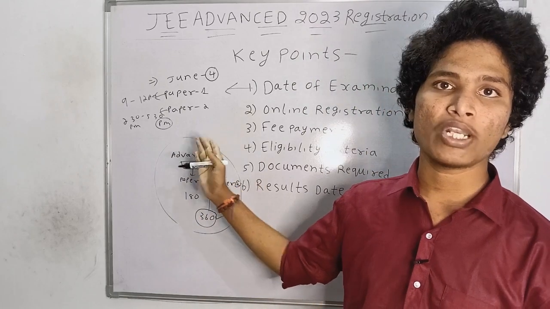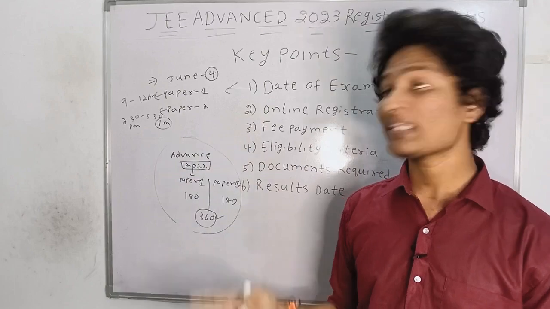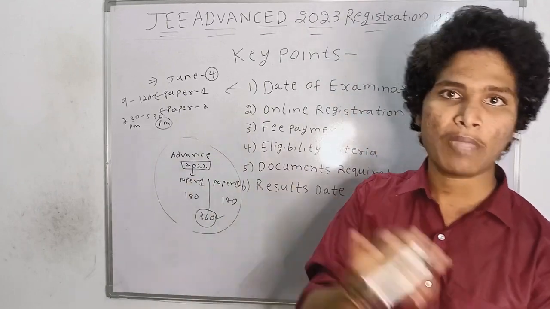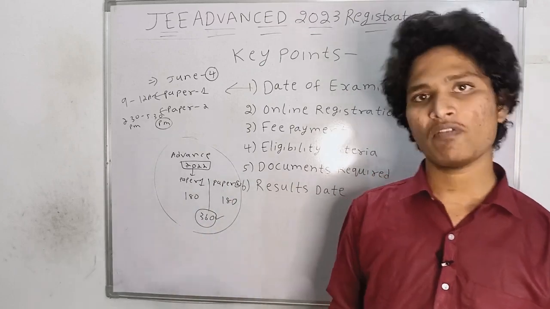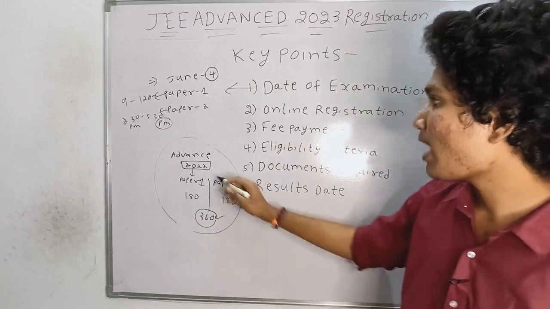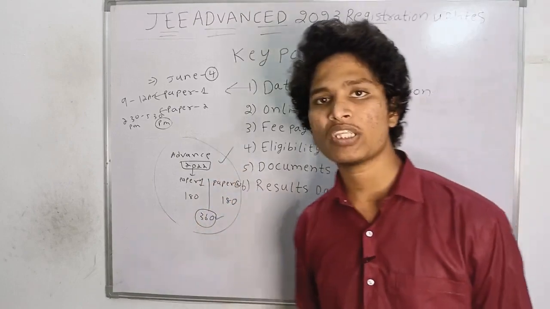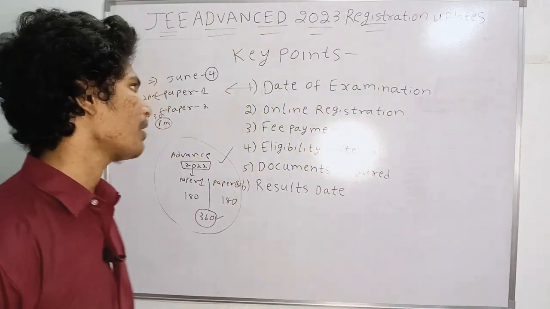For JEE Advanced 2023, maybe the pattern will be different, but the papers will be the same, that is paper 1 and paper 2. The marks distribution between paper 1 and paper 2 may be different, or it may be the same. I have only given the JEE Advanced 2022 pattern. So for JEE Advanced 2023 maybe the pattern will be different. You have to keep it in mind.